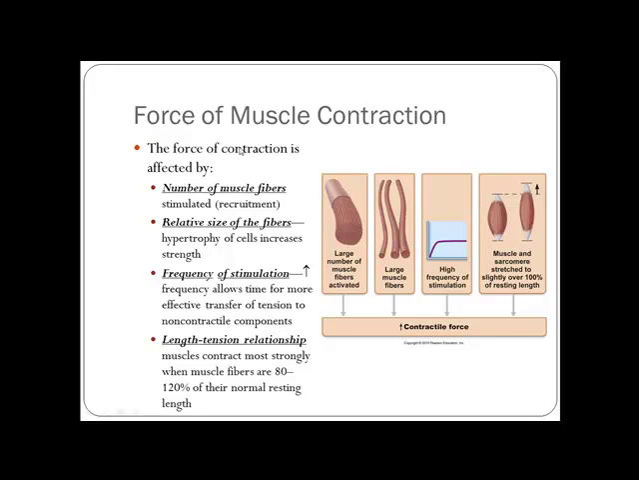All right, when we have our muscle contraction force, it can be determined by a couple things. The number of muscle fibers, the size of the fibers, the size of stimulation, and the length-tension relationship. So bigger muscle fibers contract harder than smaller muscle fibers. Larger groups of muscle fibers will contract stronger than smaller groups of muscle fibers. And if you have a higher stimulation, just as long as you are past your threshold, you will have more muscle fibers fire, versus if you have a lower stimulation, you'll have less muscle fibers fire.